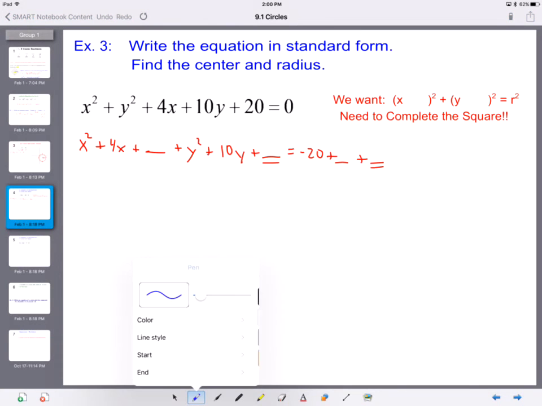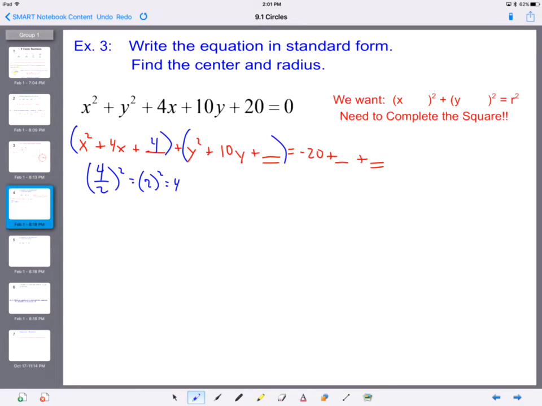I'm going to switch colors here just to keep things in order. That's our first perfect square trinomial, and there's our second. So we complete the square. Just a quick reminder, to complete the square, you take half your middle term and you square it. So half of 4 is 2, 2 squared is 4. So you add a 4 there. If you add a 4 there, you have to add a 4 there. Same way with the second one. Half of 10 is 5. 5 squared is 25. So if you add 25 to complete the square, you got to add 25 to the other side.